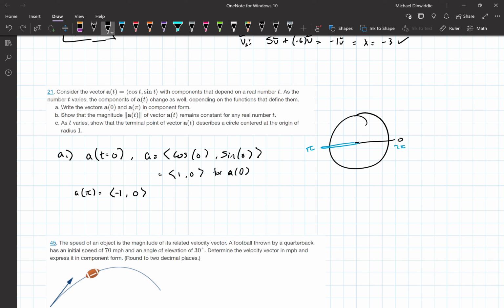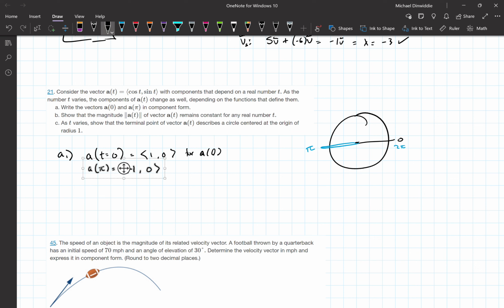Now we're going to do the second bit, and I'm going to clean this up super quick. It says, show that the magnitude of vector a of t remains constant for any real number t. Cool, so I'm going to move this up here. Don't let that scare you. Here's the really cool part about math. Anytime they say show that something is true for any real number, and they give you a variable, this is just an instruction set that says plug in, in this case, t. That's all we're saying there.